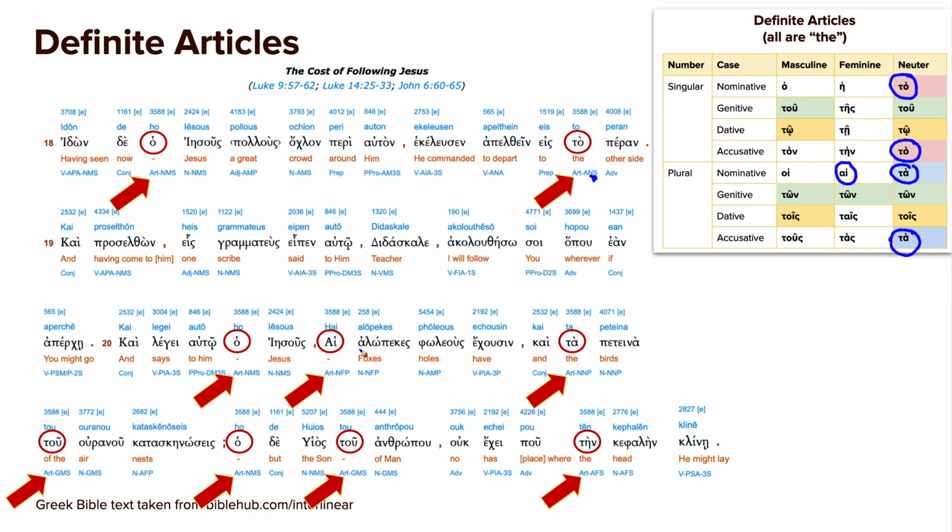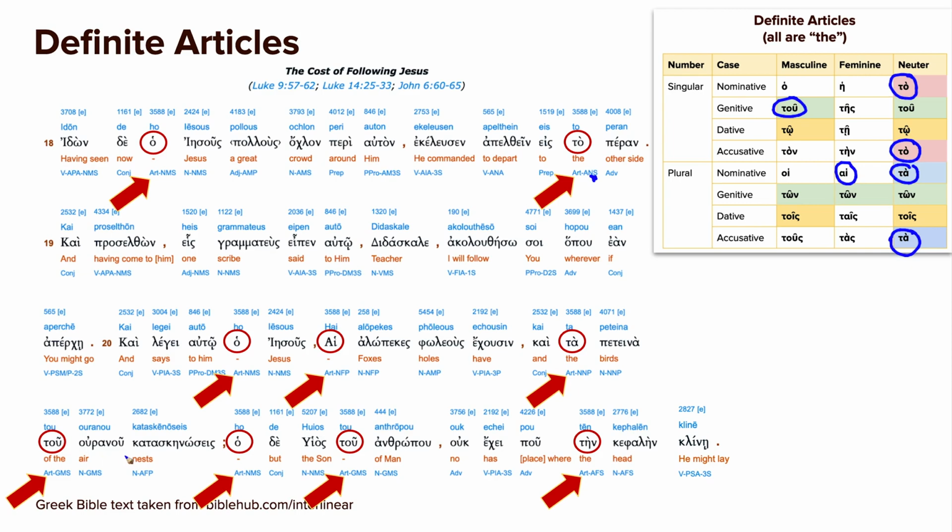So hai alopekes. Kai ta peteina. Birds are neuter. So here we have ta, neuter nominative, because birds have nests. The birds of the air. So instead of just saying of air, you have to say of the. So tou is masculine here. It could be masculine or neuter. But since this is masculine, you use tou. If it was a neuter noun that followed, it would also be tou. And it would be tes if it was feminine.